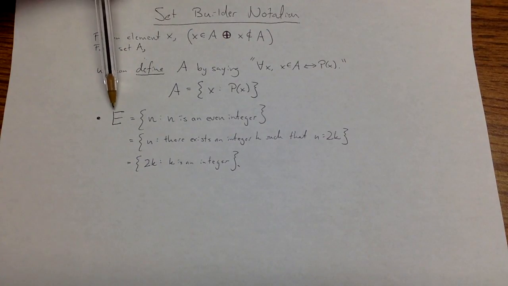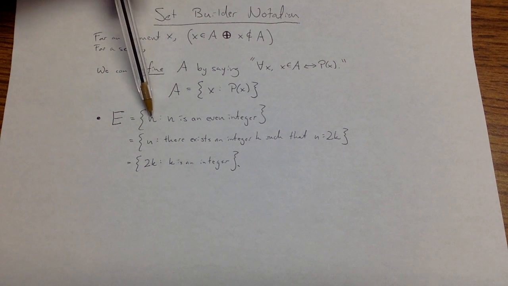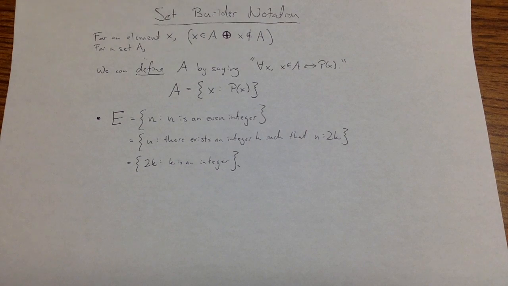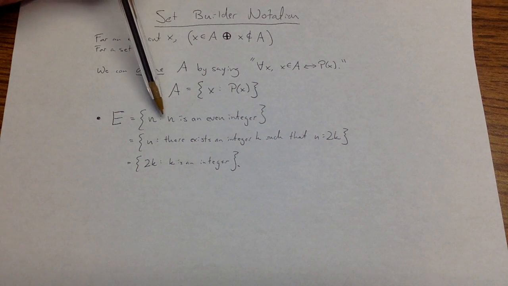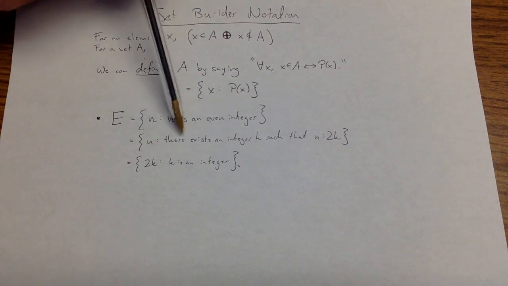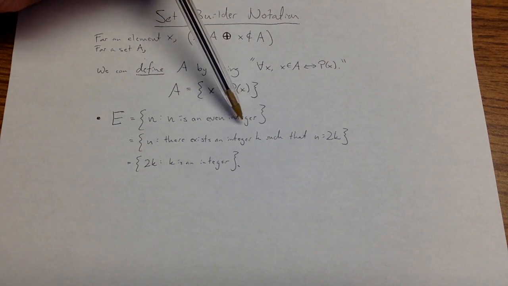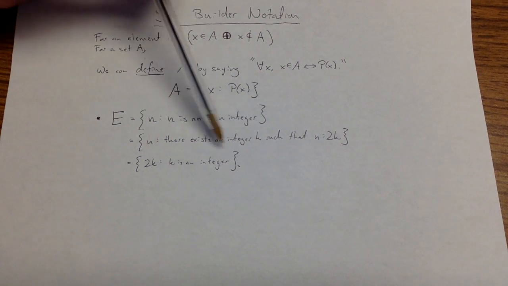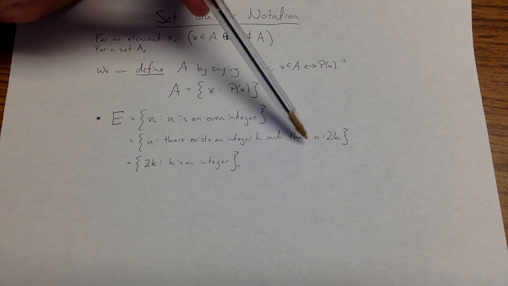First, let's consider the set E, and I can define it as the set of elements n such that n is an even integer. What we mean by n is an even integer is an exact replacement: I can say there exists an integer k such that n is equal to 2k. That's really the definition of n being an even integer. So these two things are definitely the same set. I'm talking about the same set of elements n with the same propositional statement I claim to be true.